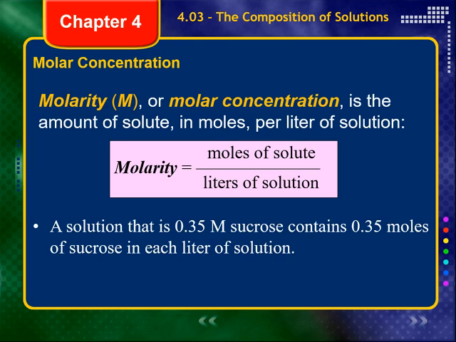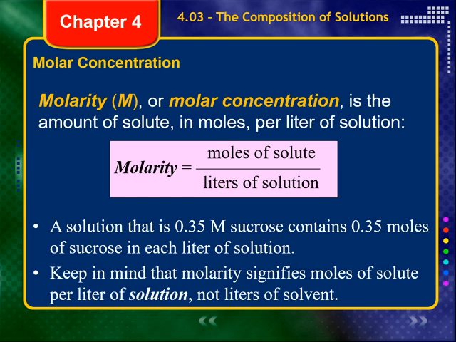So a solution that is 0.35 molar, that's how you read that, molar, sucrose contains 0.35 moles of sucrose in each liter of solution. For every liter of solution, you have 0.35 moles of sucrose. But keep in mind that the molarity signifies moles of solute per liter of solution, not liters of solvent. It's the total solution.